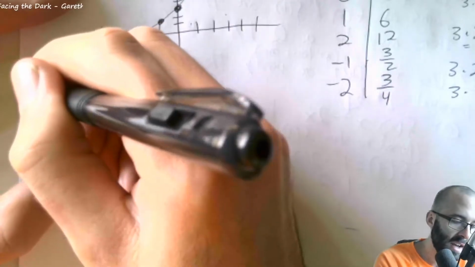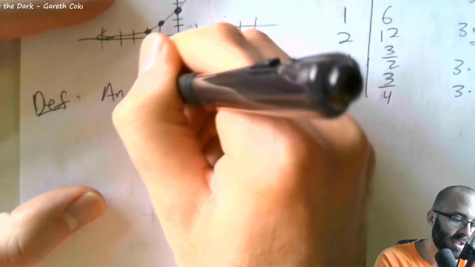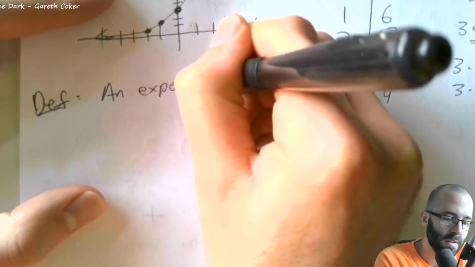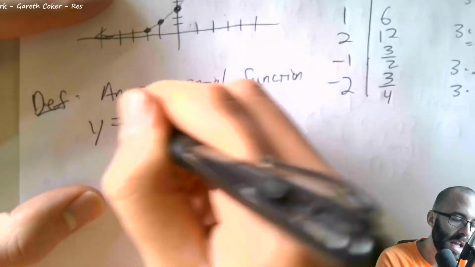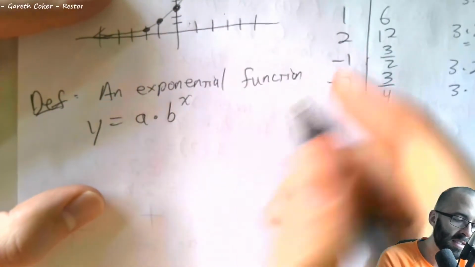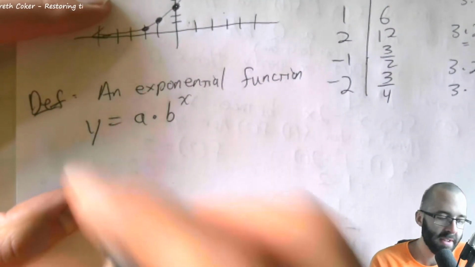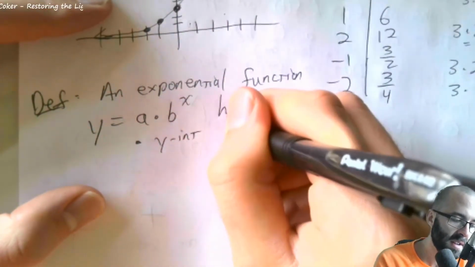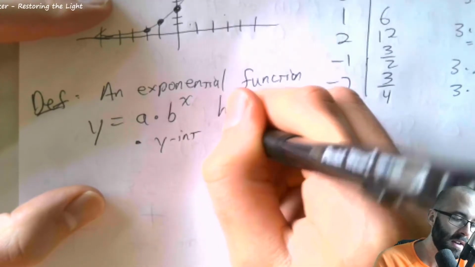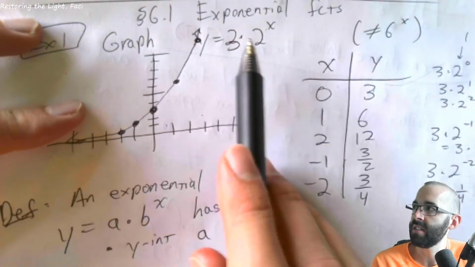So if we have an exponential function, y is equal to a times b to the x, and again, we can never combine these. We have a couple things to say about this. All right, it has the y-intercept of a. Right, so over here, a was 3. That was our y-intercept. 2 was our b value.